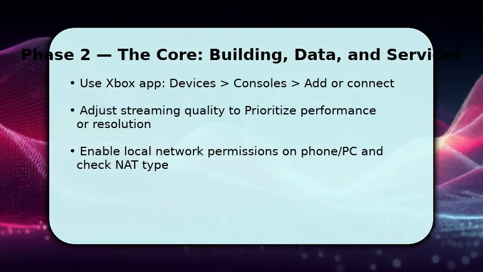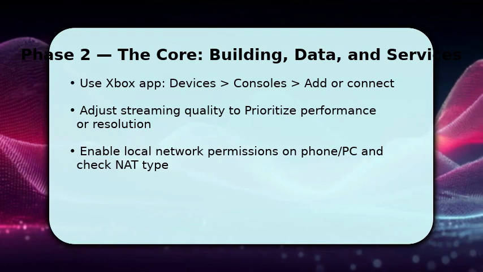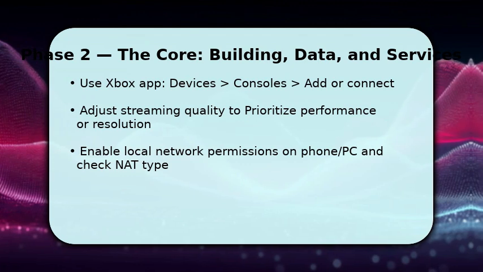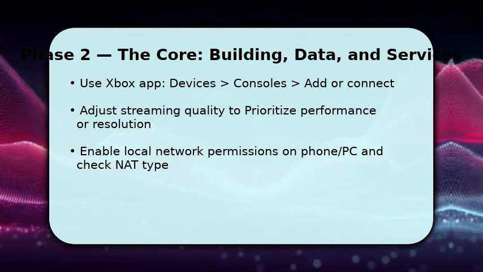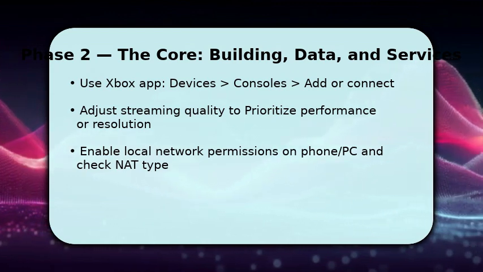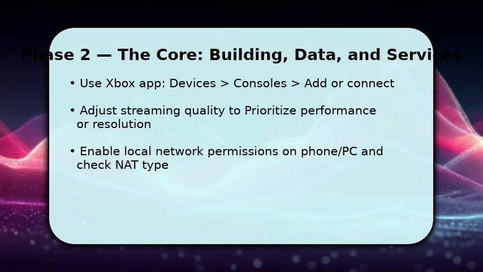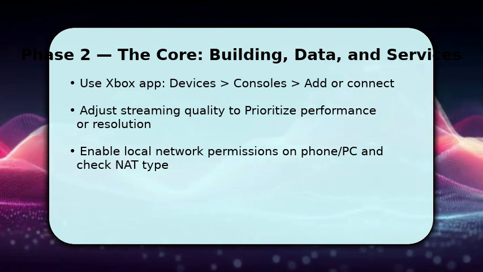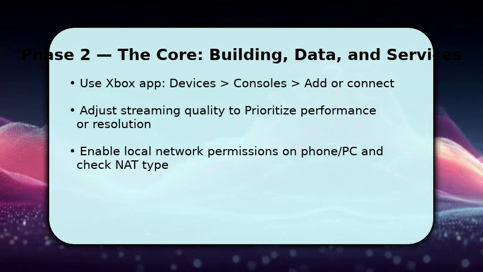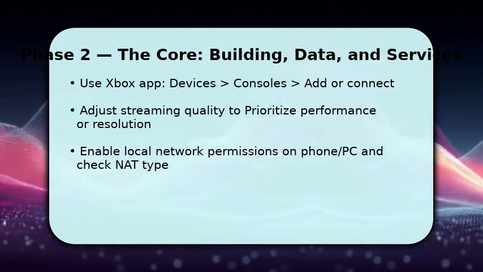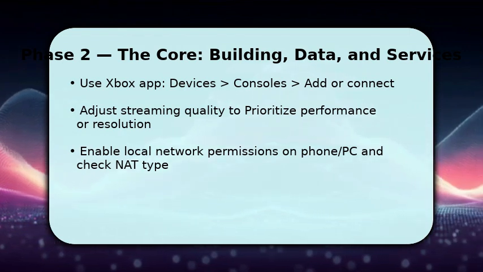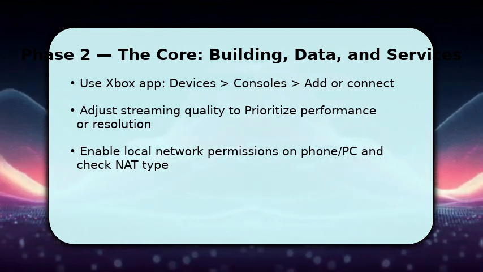Now you move into the app and device pairing. Open the Xbox app, go to Devices, then Consoles, and add or connect to your console. Follow the on-screen code if prompted. Once paired, adjust streaming quality. Choose Prioritize Performance for smoother play or choose Resolution for visual clarity. Match it to your bandwidth. Also check local network permissions on your phone or PC and confirm NAT type is open or moderate. These actions ensure the app and console communicate with suitable streaming settings.